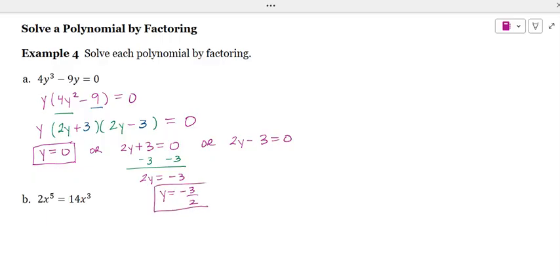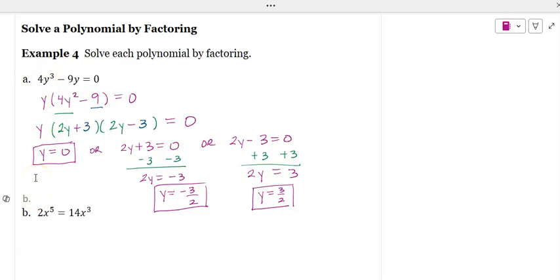That's a second solution. And then for the third equation, let's add 3 to both sides. So 2y is equal to 3. And then if we divide both sides by 2, we'll get that y is equal to 3 halves. So in this case, we're getting 3 solutions, which kind of matches up with the 3 that we saw as the exponent originally. Let's look at the next example.